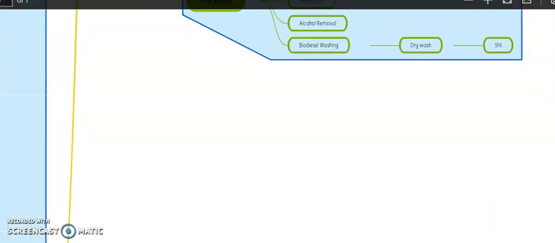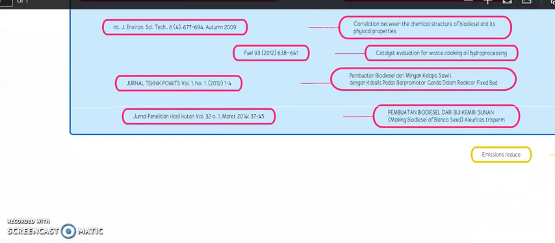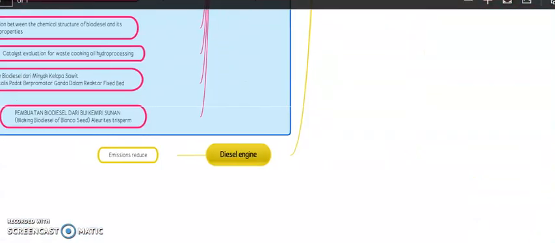And that's why if we use biodiesel from waste cooking oil, the diesel engine emission will reduce, because the oxygen content of the fuel is the main reason for better combustion in reducing CO and HC emission.